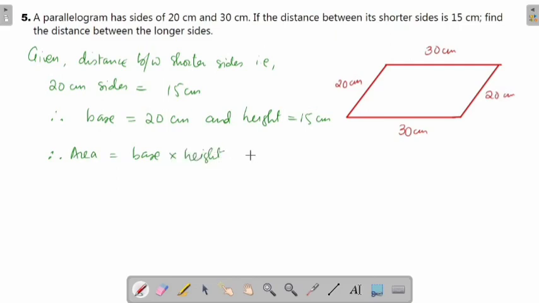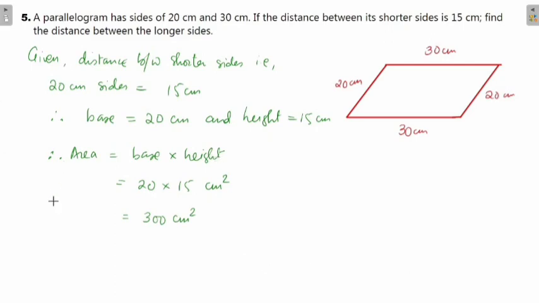Okay, so let's find the area. So base is 20 and height is 15. So this becomes centimeter square. So when you multiply these two, this becomes 300 centimeter square. Okay, now see here carefully. Now what I will do is, question says find the distance between the longer sides, right? So we have to find the distance between these two sides.